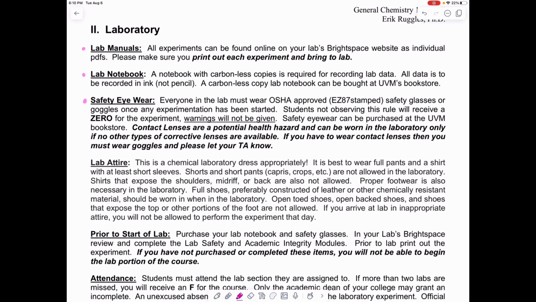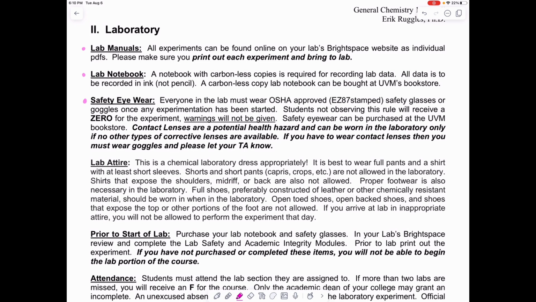Super important is safety eyewear. You need to have OSHA approved safety glasses or goggles. Students who are not following this rule can be given a 0. Warnings, well, it says will not be given, but warnings may not be given. It really kind of depends on your TA. But make sure you purchase this at the UVM bookstore.